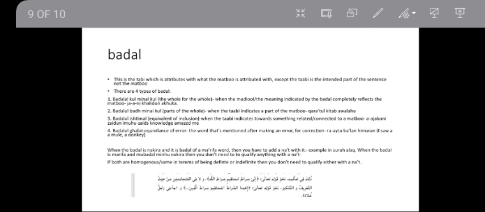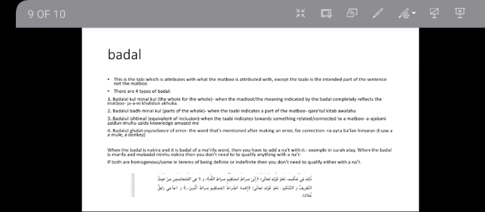The next type of badal is badal al-ishtimal. So it's the badal of inclusion. So you're using something in exchange for the primary word which is included, which is not essentially a part, but is something which belongs to it. The word badal is what we're focusing on now, the tabi', and the word that it follows is known as mubaddal min. So when the tabi' indicates something related or connected to a matbu', then this is badalul ishtimal.